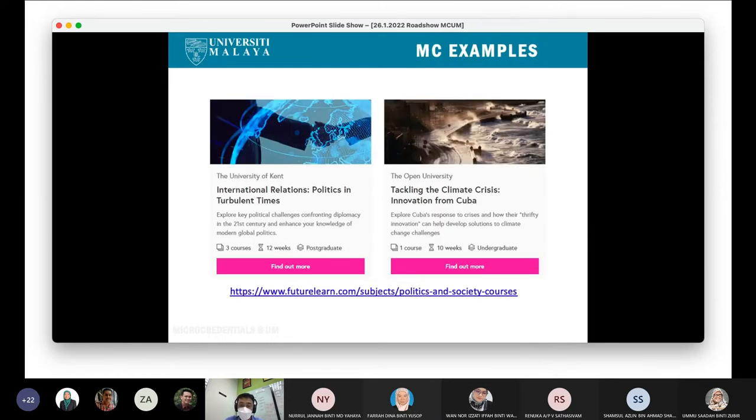So this is an example of a microcredential. For microcredentials, you normally have two distinct models. Either you offer one single course over a longer time, for example the Open University's tackling the climate crisis, which is a single course carried over 10 weeks at the undergraduate level. Or, if you compare that with the University of Kent, these are actually 3 courses over 12 weeks. So probably they have one course at 4 weeks, followed by another 4 weeks for another course, and then another 4 weeks. That makes 3 courses, and the accumulation of 12 weeks gives the learners a microcredential from the University of Kent.